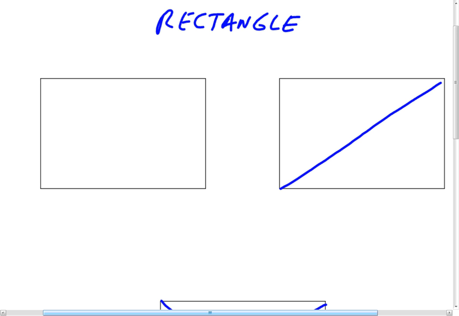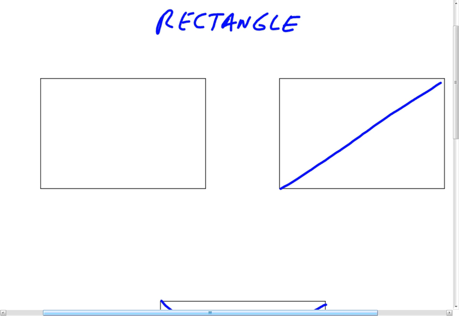Rectangle. What's your definition of a rectangle? Maybe you've got the correct definition in your mind, but maybe you don't. Somebody raise their hand. Tell me what you think the definition of a rectangle is. Emma, you're right in front of me, so you're the volunteer. What do you think the definition is? Good. That's the exact definition.